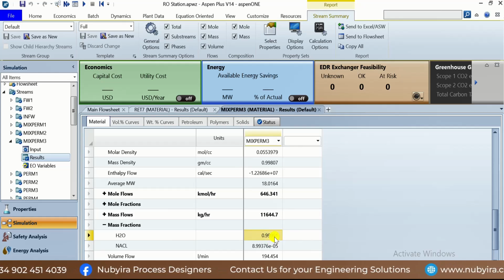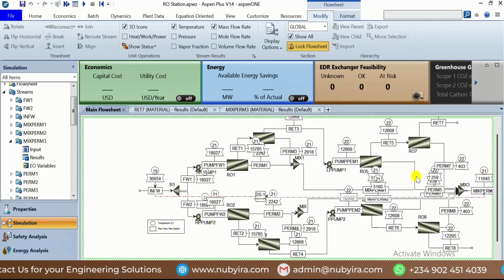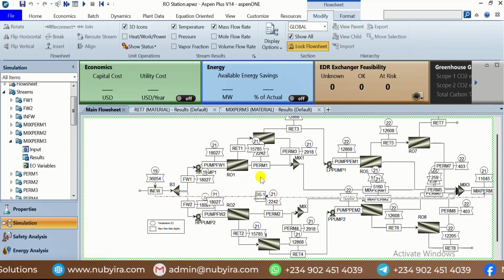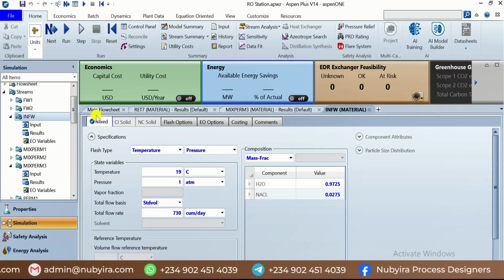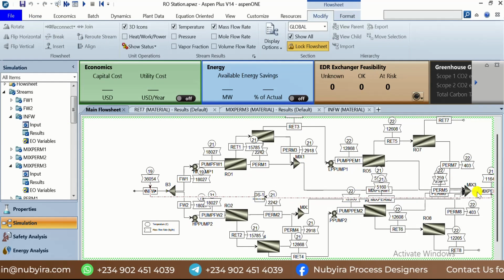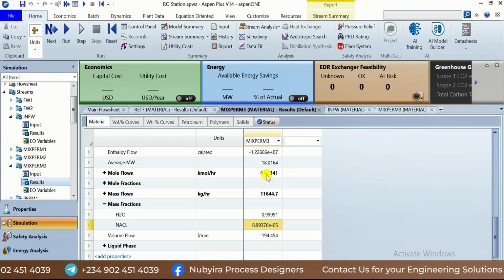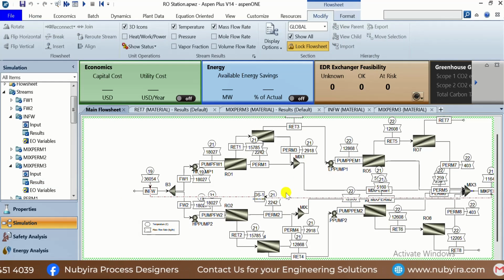You can see the composition of water is 0.9999, which is the product specification that is given, and the salt is like 89 ppm, which is less than 100 ppm. So that's the specification that was given, and we are able to get it using the reverse osmosis plant. So that is the recovery. The total flow in is 730, and the amount of water that is recovered, which is very important, is 649. You can see 649, so it's not far from it. And you have the pure water that is basically the product.